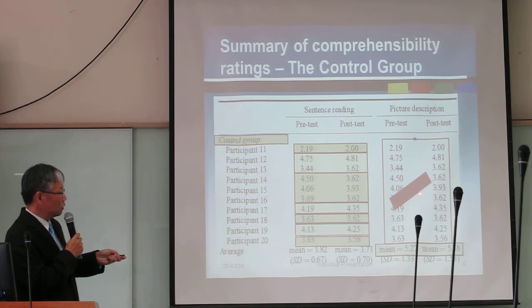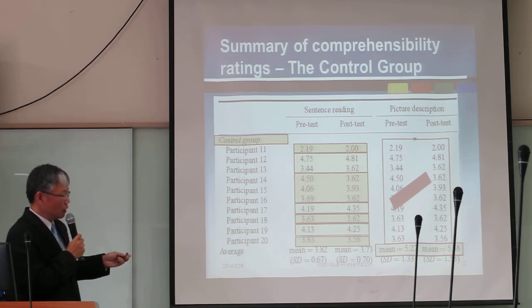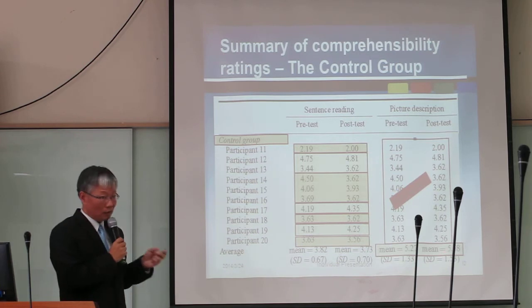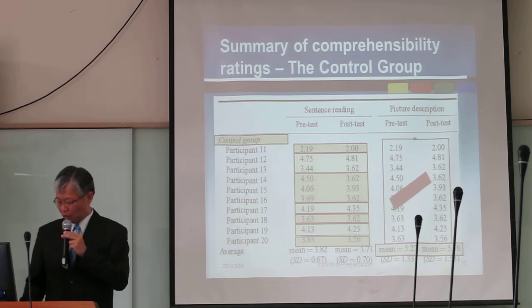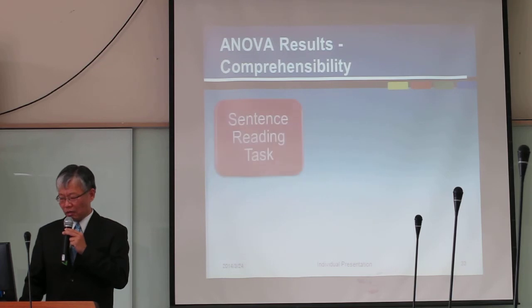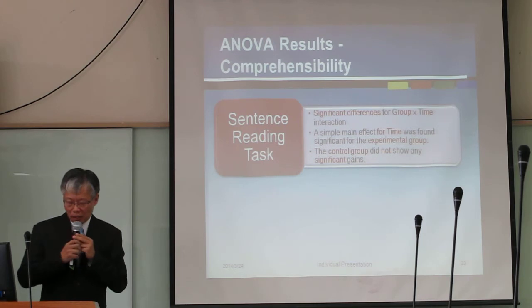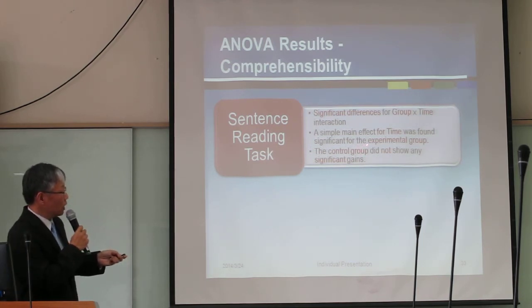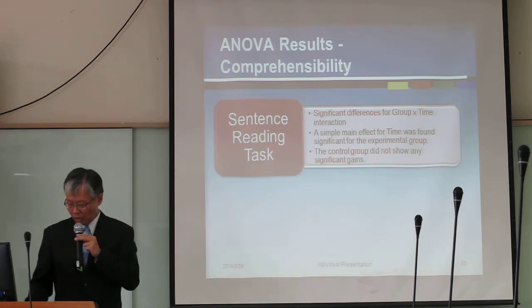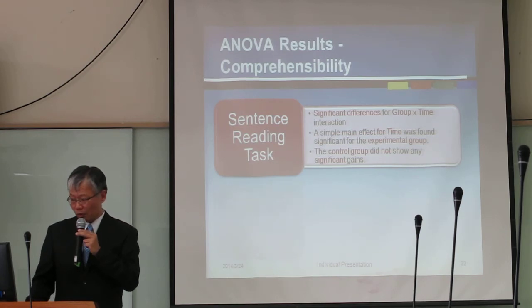It's a set of wrong data, but the mean goes from 5.27 to 5.58. Doesn't it get worse? It gets worse. It does not make any progress, and this can be confirmed by the ANOVA result. It can also be seen that for time, a main effect is observed for the experimental group, and the control group did not make significant progress.